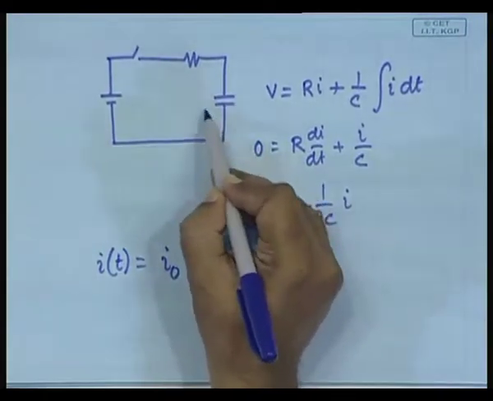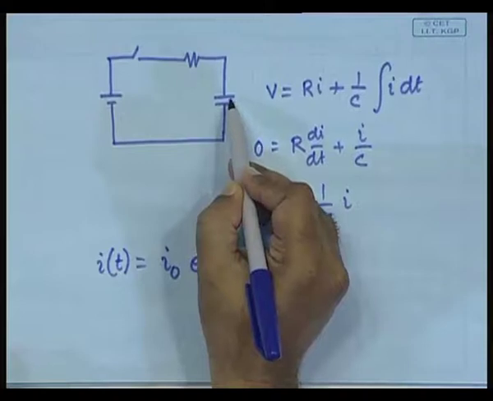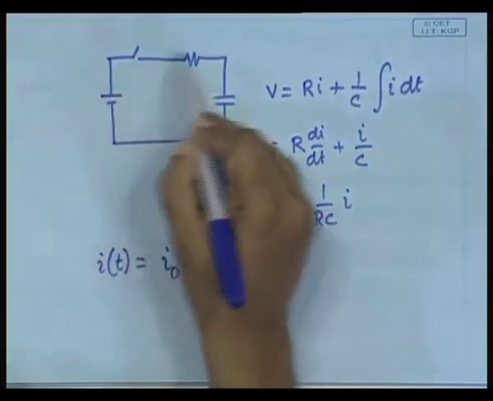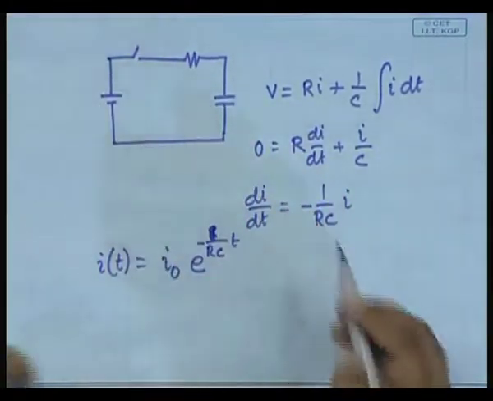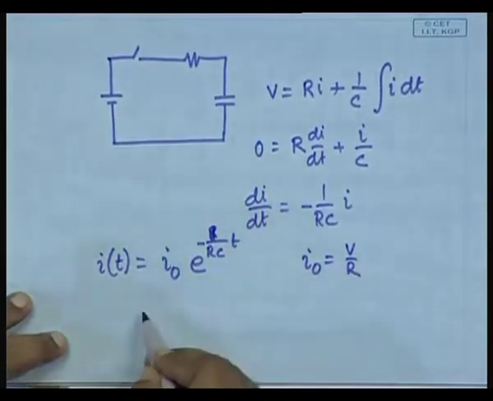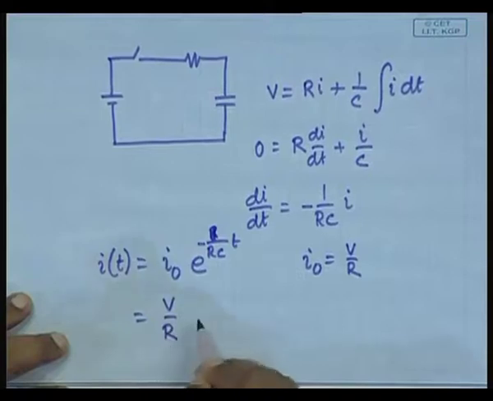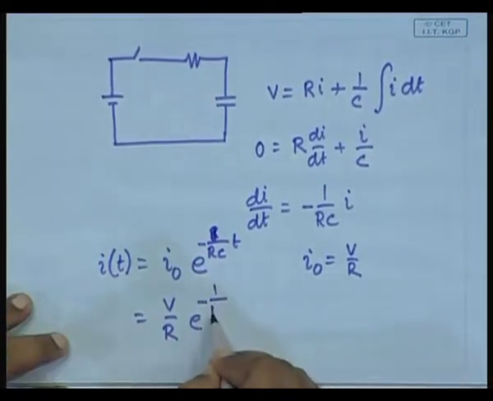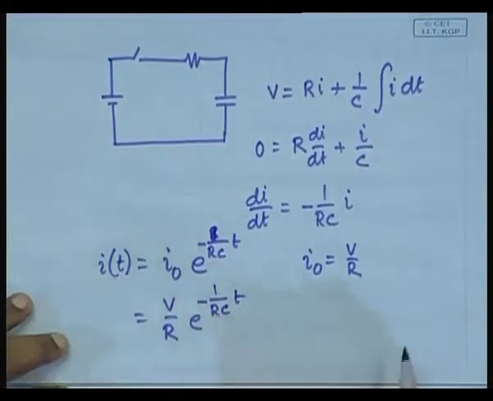If there is no charge initially, then the voltage here is 0. So, the whole current passes through this V by R. So, I naught is equal to V by R. So, this is equal to V by R e to the power minus 1 by R C t.